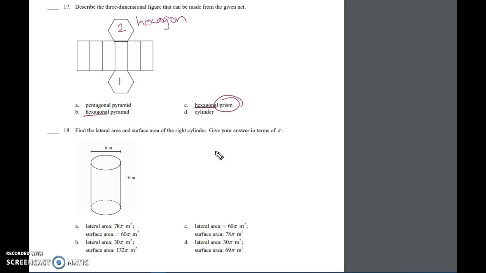Okay, number 18, find the lateral area and surface area of the right cylinder. Give your answer in terms of pi. So my surface area is going to be 2 pi r squared plus 2 pi r h. Okay, so let's see. It looks like my diameter is 6, which means my radius is equal to 3. So I'm going to have 2 pi 3 squared plus 2 pi 3 times 10.